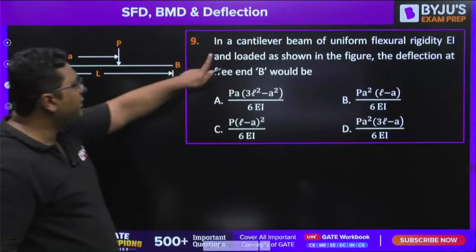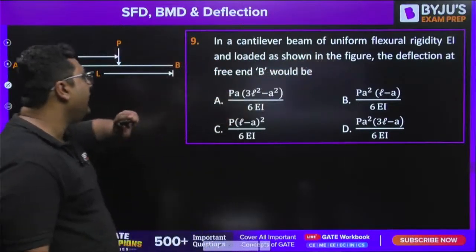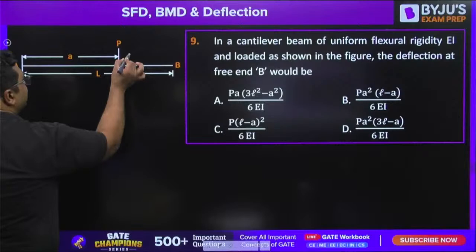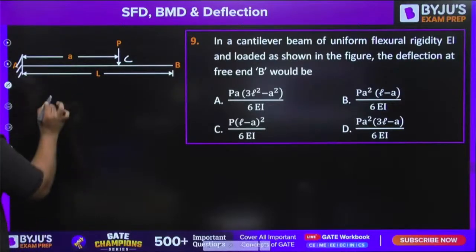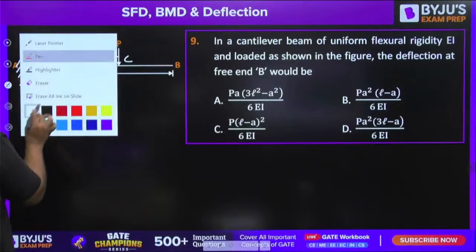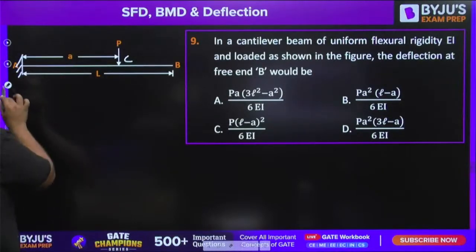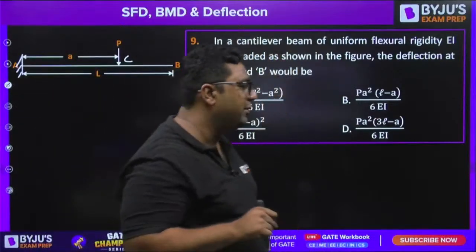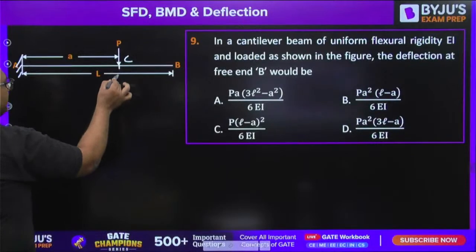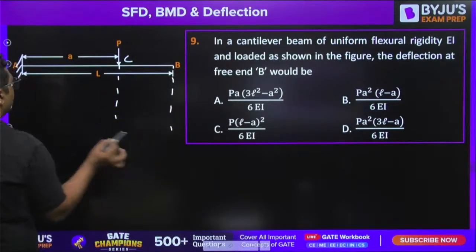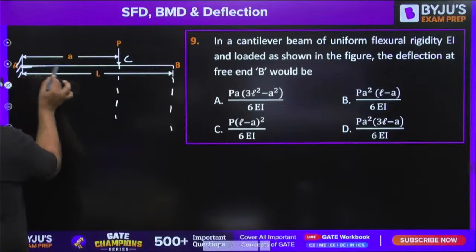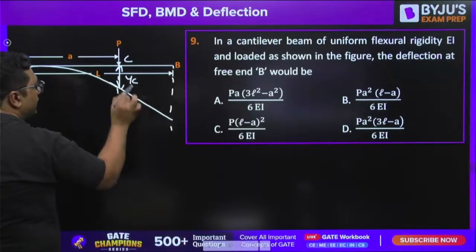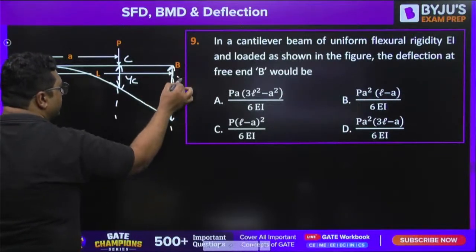In a cantilever beam of uniform flexural rigidity EI loaded as shown in the figure, find out the deflection at B. Let us say this is C and this is the fixed support. I am giving you the hint. There are two ways to solve it: one is the principle of superposition, the other is the area moment method. If you go for the principle of superposition, it is going to be deflected like this. So this is the deflection at C and this is the deflection at B.